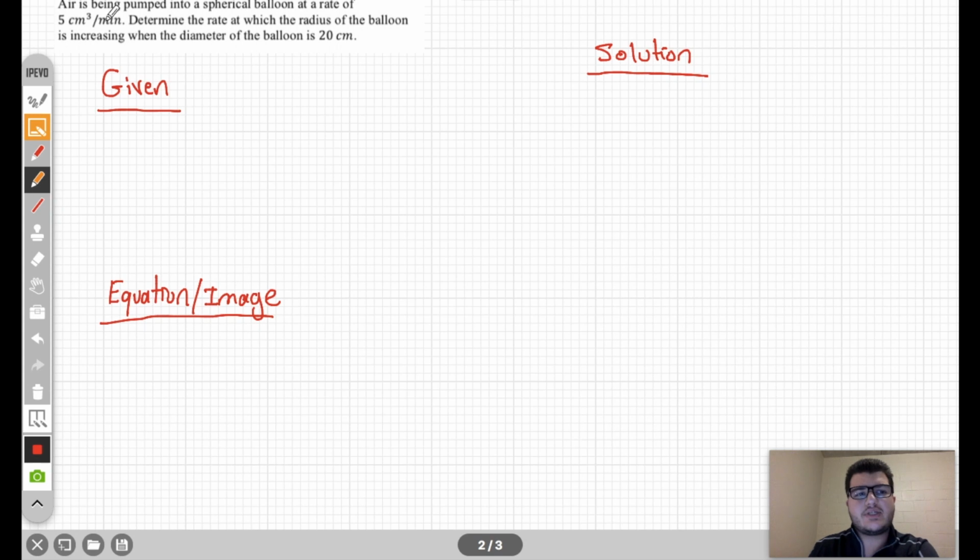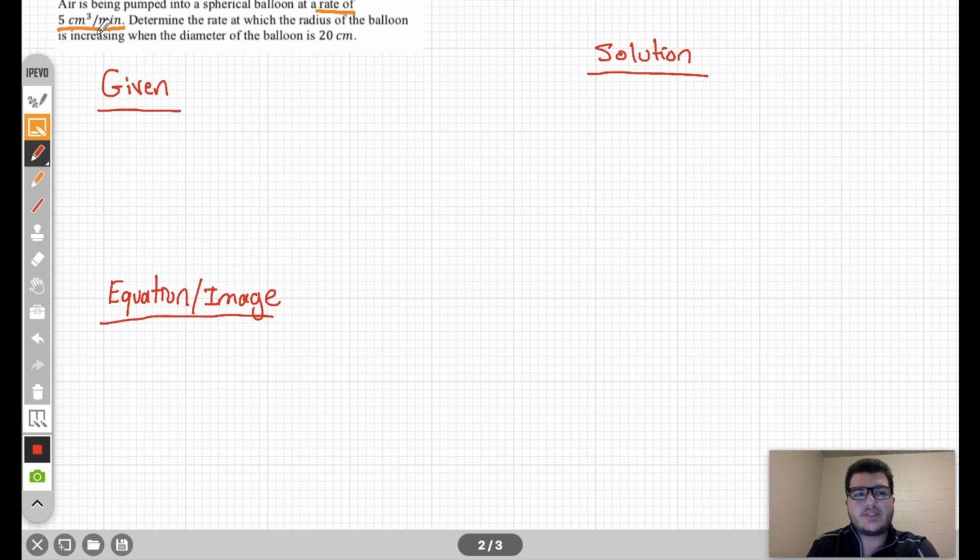The next step here is I'm going to be looking at the problem and asking myself what's being given. So air is being pumped into a spherical balloon at a rate of 5 centimeters cubed per minute. When I get to this 5, I have to ask myself, is that a constant value or is that a rate? And that's very essential in these types of problems. And so here it tells you that this is a rate. The air is being pumped into the balloon at a rate of 5 centimeters cubed per minute. And so that's going to be one of my rates.